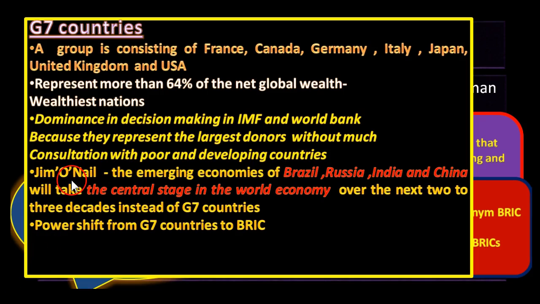Jim O'Neill predicted the emerging economies of Brazil, Russia, India and China will take the central stage in the world economy over the next 2 to 3 decades instead of the G7 countries. That means a power shift from G7 countries to BRICS: Brazil, Russia, India and China. Now these G7 countries are playing the central role in the world economy. According to Jim O'Neill, there will be a power shift from G7 countries to BRIC nations over the next 2 decades.